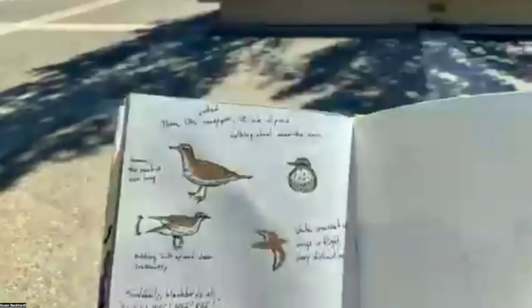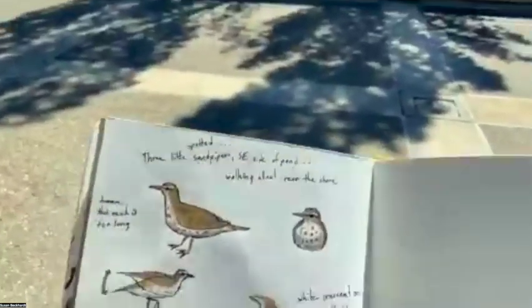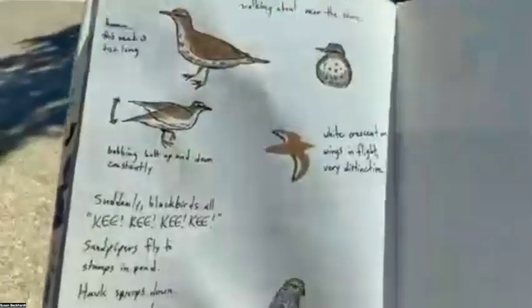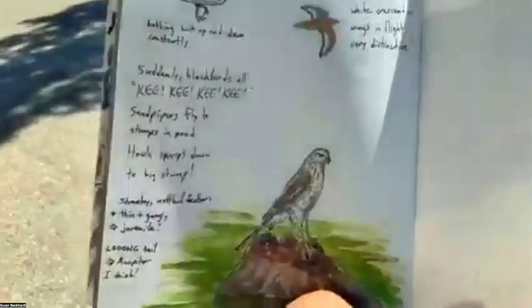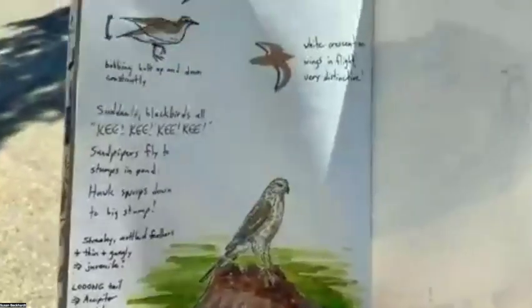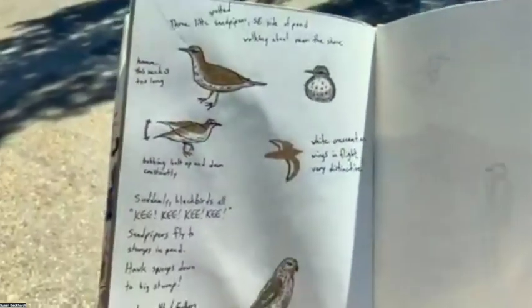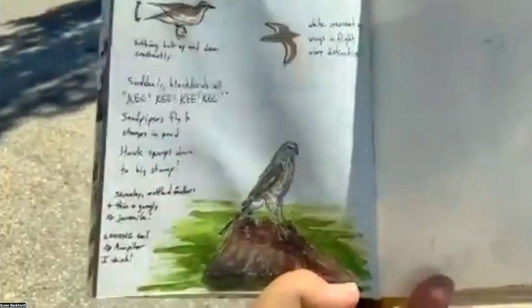All the blackbirds are calling, doing all their different calls and noises. All of a sudden, all of them go kee kee kee kee kee, and they all just start screaming at once. And the sandpipers responded to that and flew back to the pond.